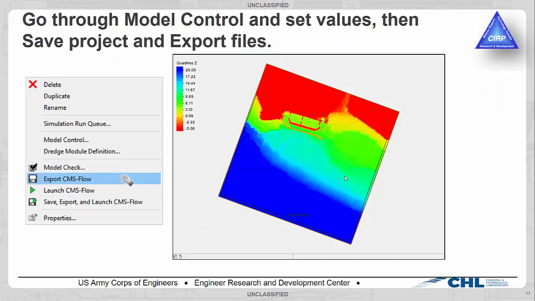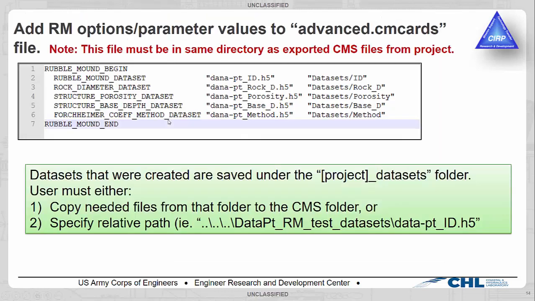And this is a view of the area. What we need to do now is just to save the project and then export our files. And that will create all the directories that SMS needs for the simulation. And then we need to write another text file for this advanced cards to specify the Rubble Mound.